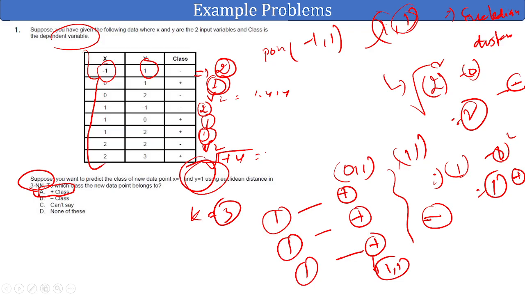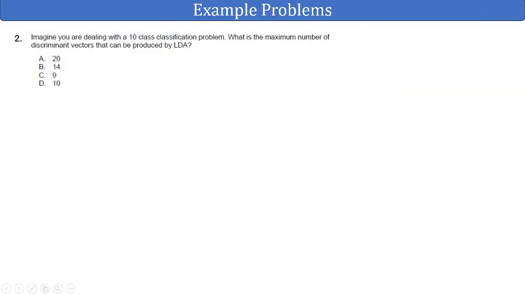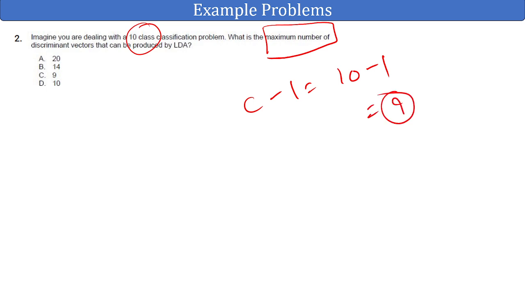Yeah, it's clear. Okay. So now the second part is that we have 10 classes there. How much is the number of recommended bills that can get? C minus 1. 10 minus 1 is equal to 9. It's clear? So C is the option.